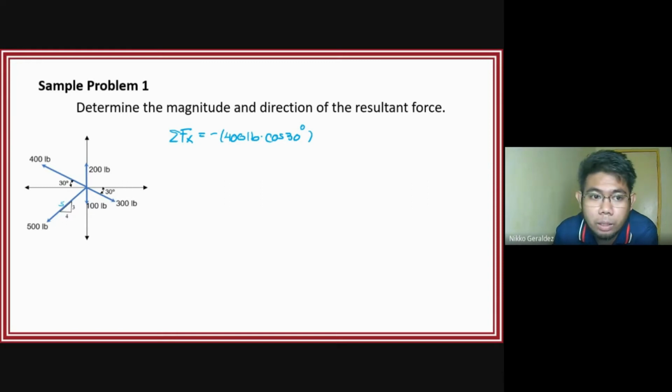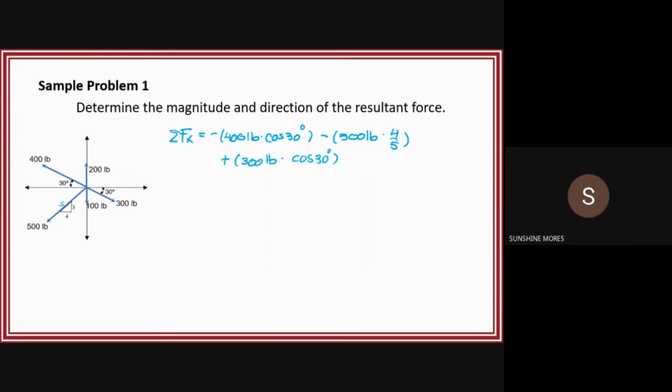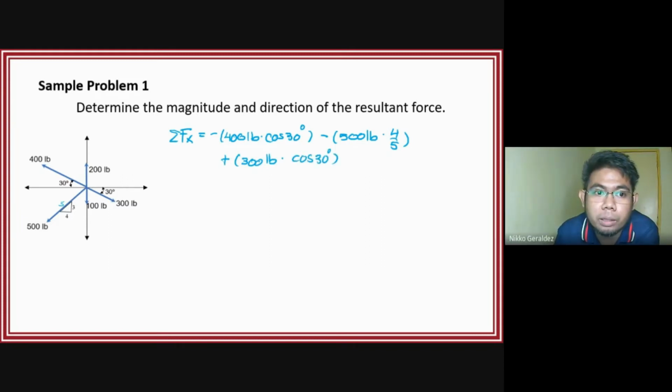Ano ang x component ng 500 pounds? Positive, negative. 500 pounds times 4 over 5. Then 300 pounds, quadrant 4. What is the x component? 300 pounds times cosine.